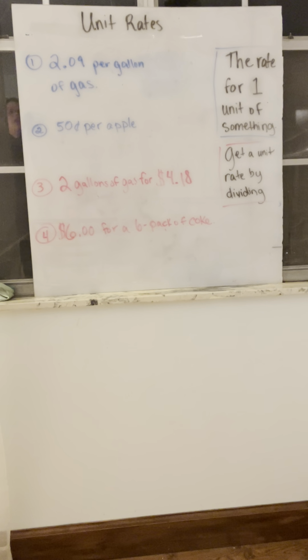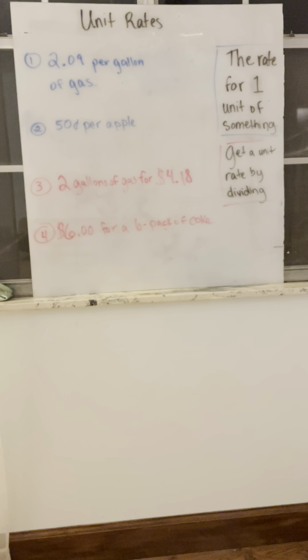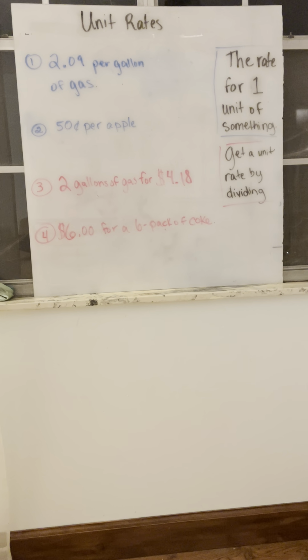All right, guys, today we're going to do unit rates. Yesterday we did ratios and rates. A unit rate is the rate for 1 unit of something, like $2.09 per gallon of gas, or $3.50 for 1 gallon of milk. And if you don't have a unit rate already, you can get that by dividing. Okay, and I'll explain what that means in a minute.